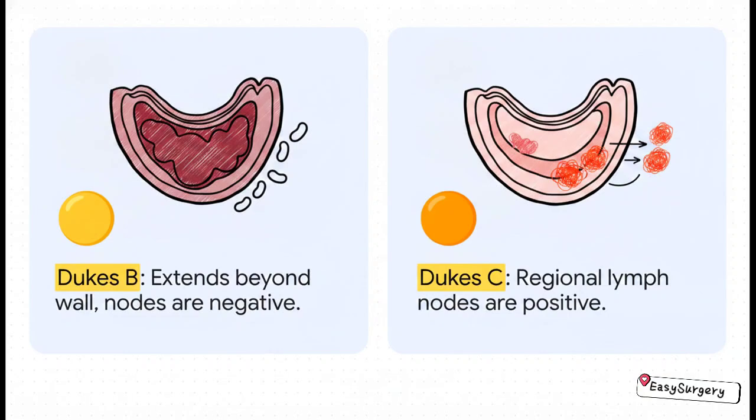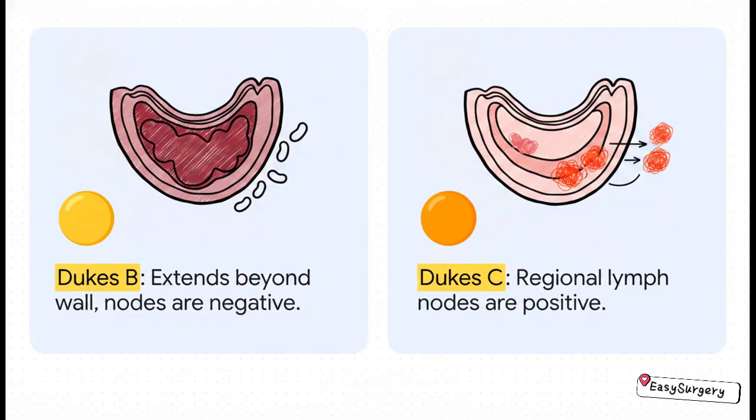Okay, pay super close attention here because board examiners absolutely love setting a trap right in this gray area. Do not confuse Duke's B and Duke's C. In Duke's B, the tumor has breached the muscular wall, but the nodes are completely negative. In Duke's C, the regional lymph nodes are positive. Here is the trap, right here. In Duke's C, those nodes are positive regardless of how far the primary tumor has invaded.